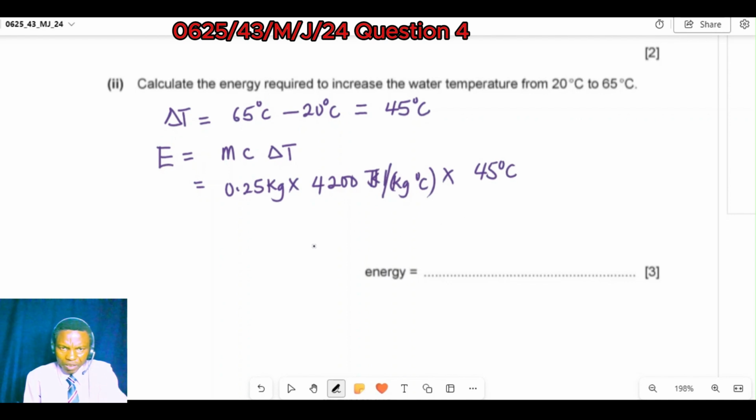So if we multiply that, it's going to give you 47,250 joule. So it's approximately 47,000 joule. That is two significant figures.